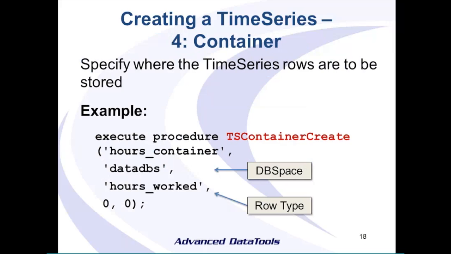Then we're going to create a container. This says, where do we want the time series data to actually be stored? Here we use a built-in function, tsContainerCreate, and we specify the DB space. For those of you who use Informix, know that a DB space is a logical area of disk that we set up ahead of time, where we can store tables, and in this case, where we can store our time series data. And we give it the row type, so it knows how to set up that container.